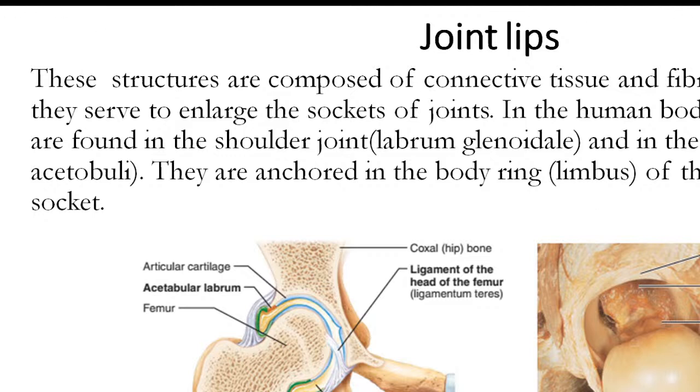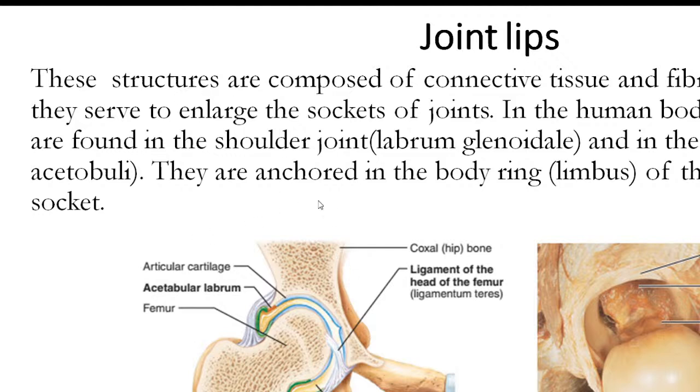Joint lips. These structures are composed of connective tissue and fibrous cartilage, and they serve to enlarge the socket of the joint. In the human body, what do you see? Joint lips. What is labrum? Labra. Joint lips.